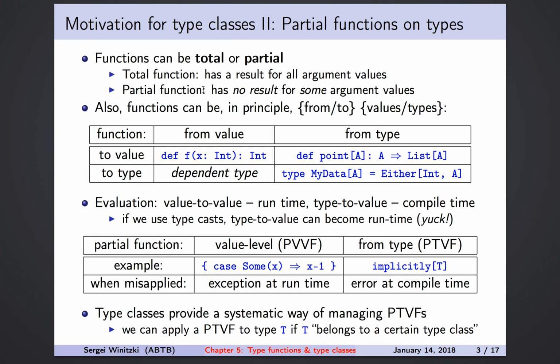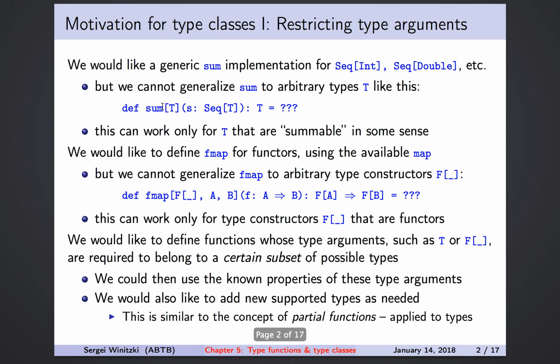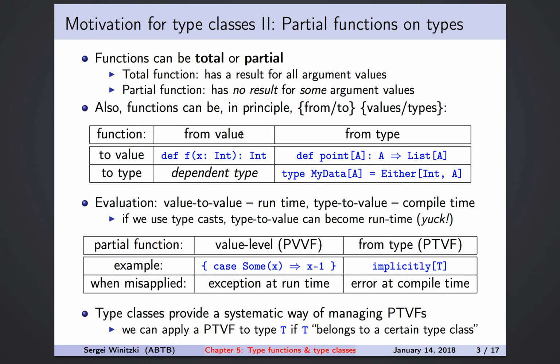A partial function has a domain of its definition which is smaller than all values of that type. Now, we should also consider that here we have type parameters. So what does it mean that we have a function with type parameters? It's like a function whose argument is a type. So let's consider functions both from value and from type to values and to types. And that is the most general kind of situation. So we will have this table of all possible functions.